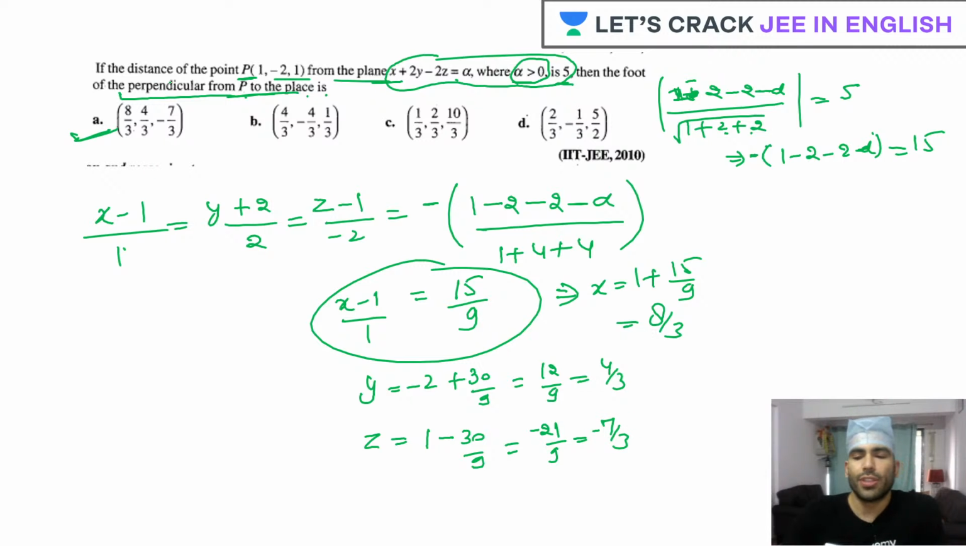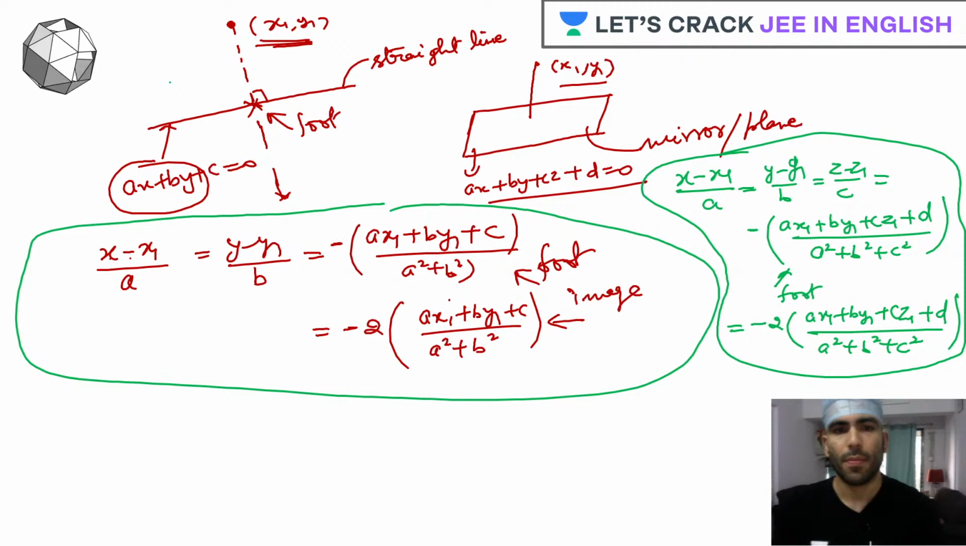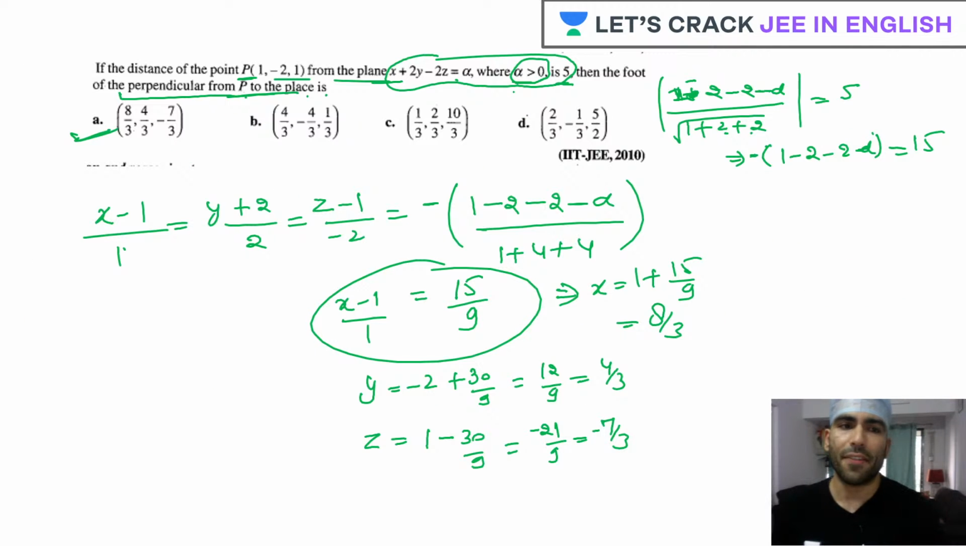So as you can see, you saved a lot of time, right? That's what I want you guys to learn. Whenever you need to find the foot or an image of a point with respect to a line or a plane, please remember this. That's very important. This formula, this value of lambda, you need to learn. Okay guys, that's it. This is the tip of the day. I hope this will be beneficial for you.